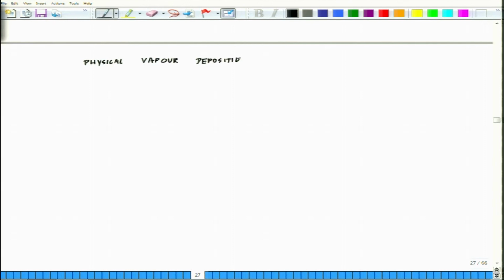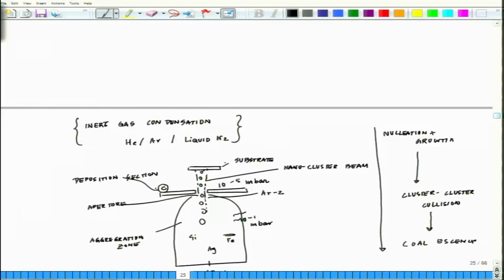Physical vapor deposition is a collective set of processes commonly used for producing nanomaterial and to deposit thin layer of material, typically in the range of few nanometer to several micrometer. So you see here that whole deposition on the substrate is what is happening.